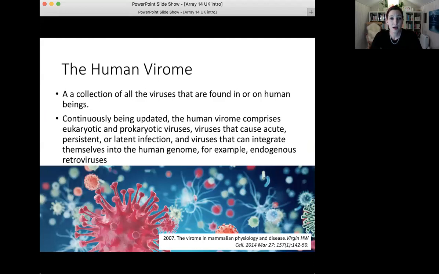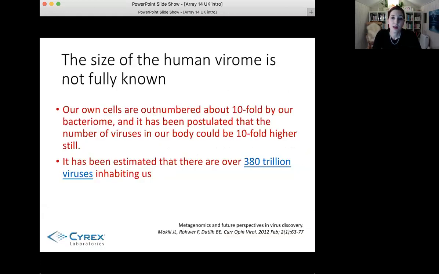So there is a very, very large collection of viruses that are found living in or on humans. And actually, the knowledge that we have around this, and in fact, the community of viruses that we have living on us, is constantly being updated. So the human virome comprises eukaryotic and prokaryotic viruses, viruses that can cause acute, persistent or latent infection, and viruses that can actually integrate into the human genome, for example, endogenous retroviruses. The size of the human virome is not fully known.